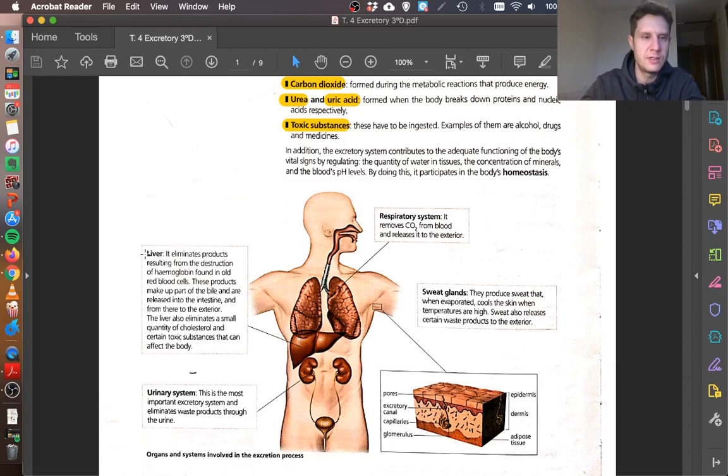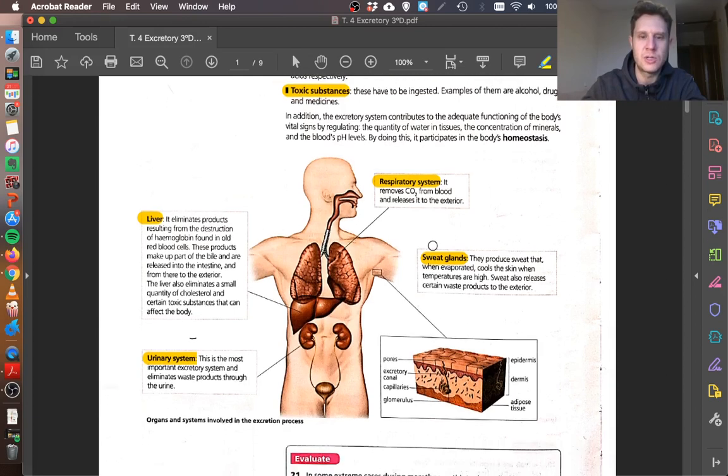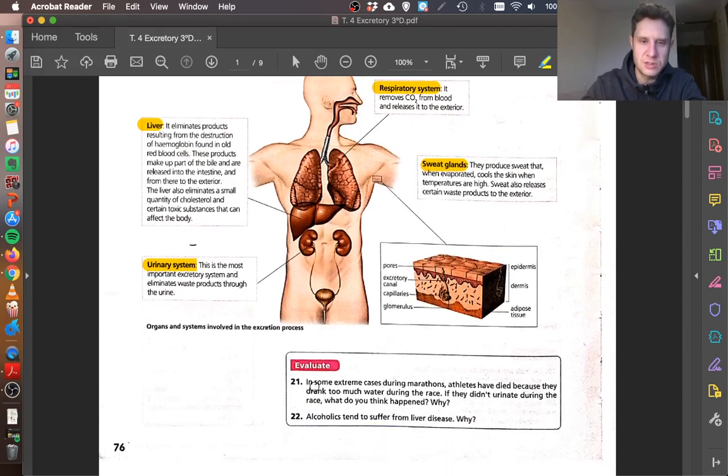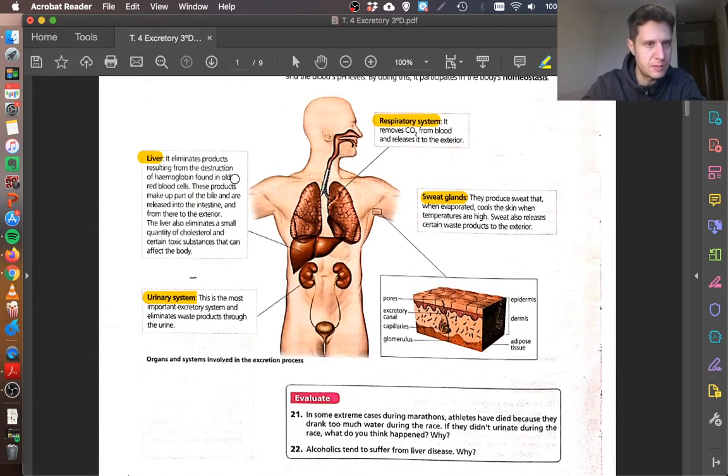So we have here liver. I'm going to underline liver, respiratory system, sweat glands, and urinary system. These 4 are the ones that excrete toxins. Well, I'm going to read this before the exercise.